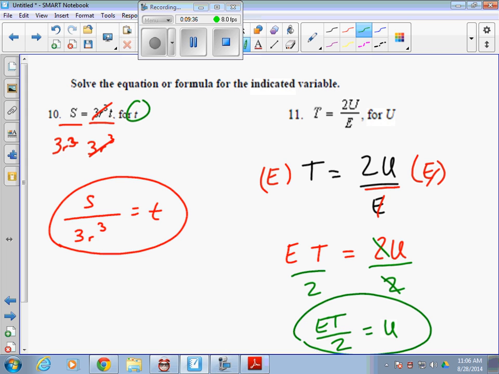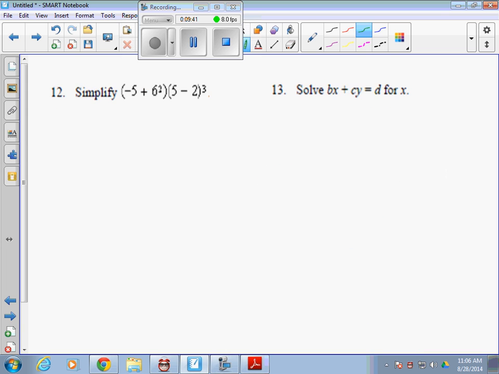Again, both of those problems look intimidating until you realize you just undo the operation, simply. Number 12 says to simplify negative 5 plus 6 squared times 5 minus 2 cubed. Do the inside of the parentheses first. When you're inside parentheses, do the order of operations, so the exponents first. 6 squared is 36. Now you have negative 5 plus 36.